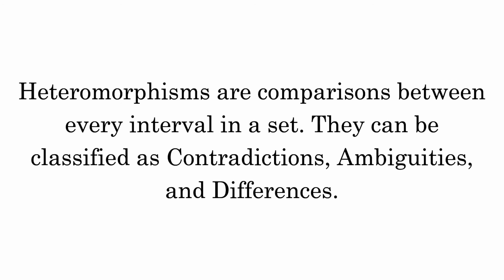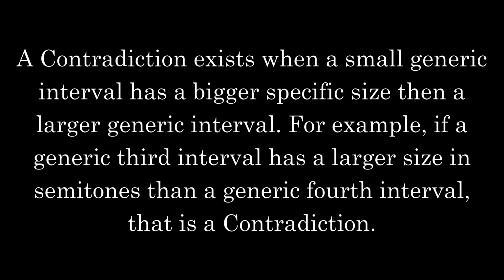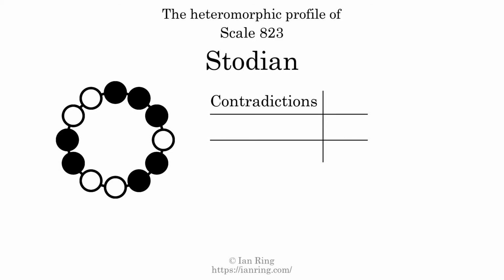Heteromorphisms are comparisons between every interval in a set. They can be classified as contradictions, ambiguities, and differences. A contradiction exists when a small generic interval has a bigger specific size than a larger generic interval. For example, if a generic third interval has a larger size in semitones than a generic fourth interval, that is a contradiction. The number of contradictions in this scale is 7.